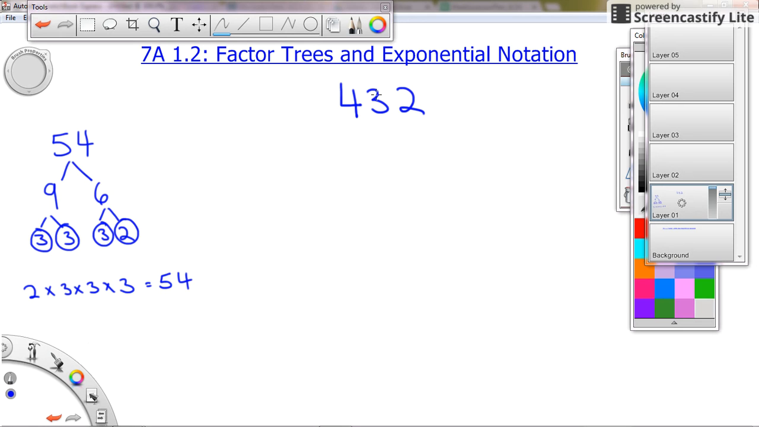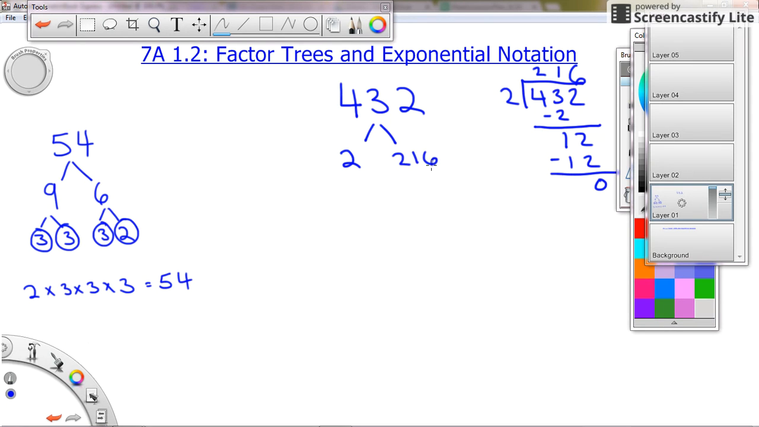But let's just say that you forgot that and you don't know. The only thing you know is that 432 is going to be divisible by 2 because of this 2 right here. So let's go ahead and start factoring. 432 divided by 2: 2 goes into 3 one time, so I'll subtract my 2. 1, 2. 2 goes into 12 6 times. And there you go, it goes in evenly. 216. So 2 times 216 is going to give me 432.